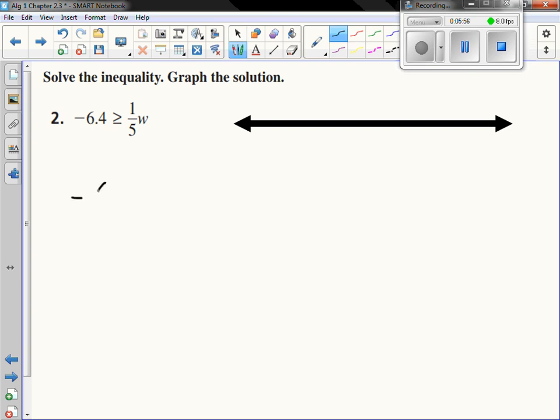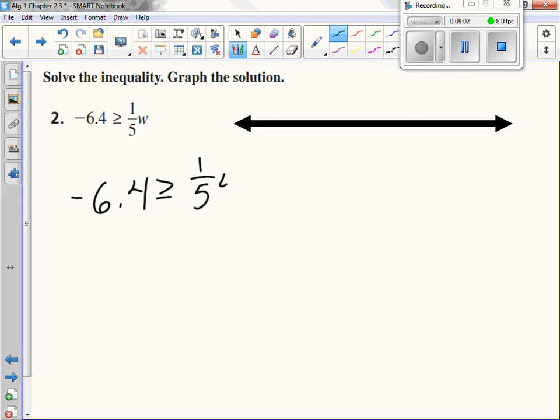So we have negative 6.4 is greater than or equal to 1/5 W. Well, 1/5 W is the same as W divided by 5. But if we have a fraction being multiplied, we can do one of two things. I can divide both sides by the fraction, so I can divide both sides by 1/5, because 1/5 divided by 1/5 will cancel, leaving W by itself.